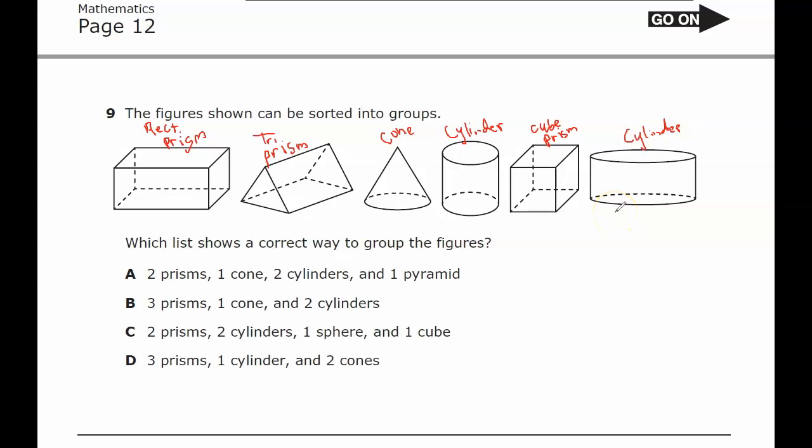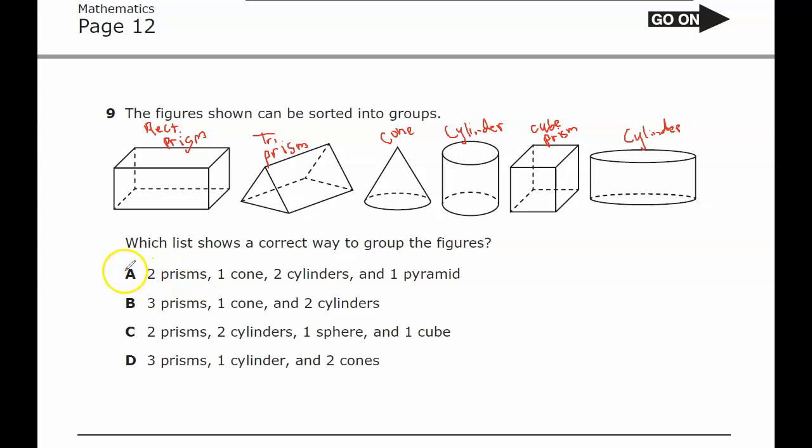So I want you to pause the video here and choose which answer choice you think is correct. Click play whenever you're ready.